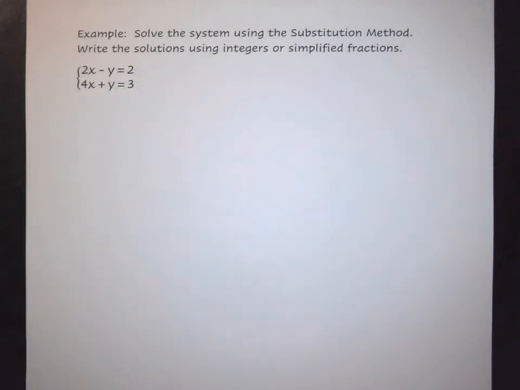Here we're going to look at some examples of how to solve a system using the substitution method. The substitution method is a method where we take one equation from our system and substitute it into the other in order to solve for a variable. This method is used most often when at least one of your variables in at least one of your equations has a coefficient of 1.